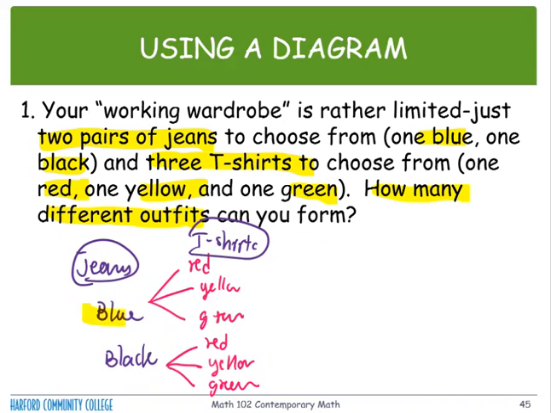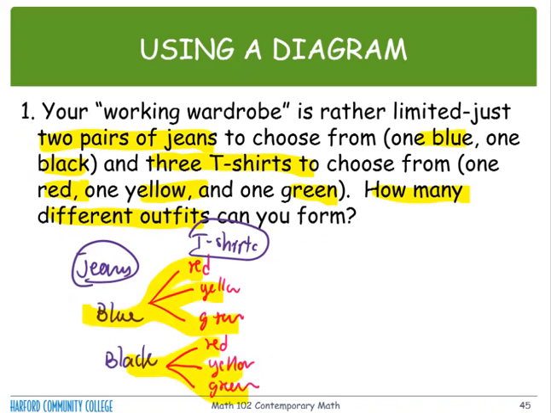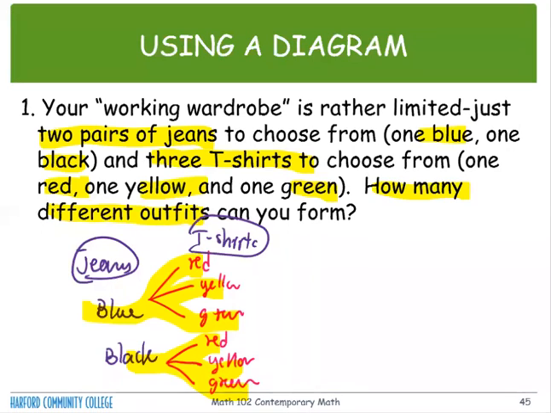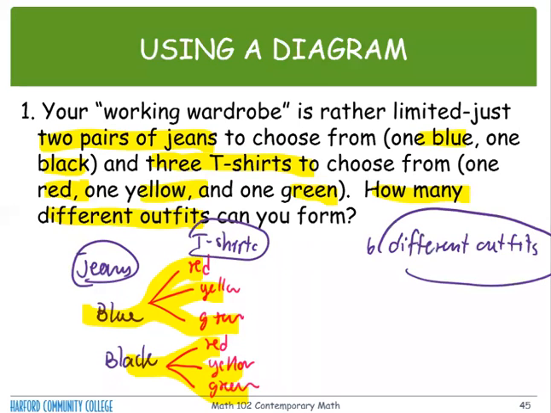So now we're going to see how many different outfits you can form. As you see: blue jean and red t-shirt, blue jean and yellow, blue and green, black and red, black and yellow, and black and green. Another way to say it is how many branches there are at the end here. You see 6 of them. So that is the answer for this problem: 6 different outfits that you can form, because you have 1, 2, 3, 4, 5, 6 branches.